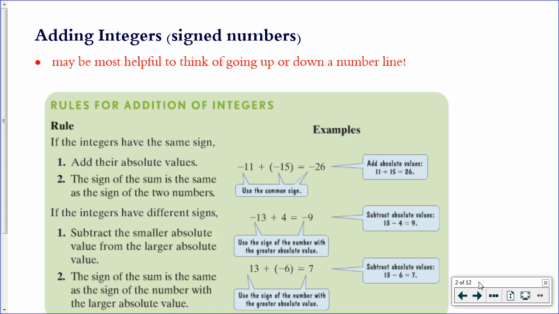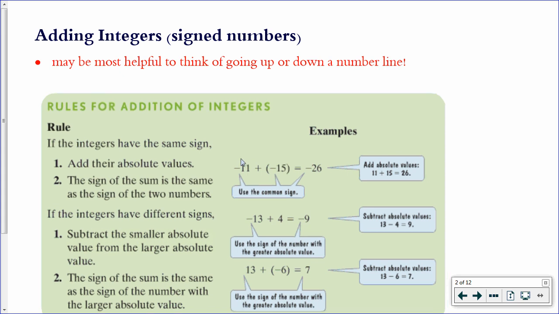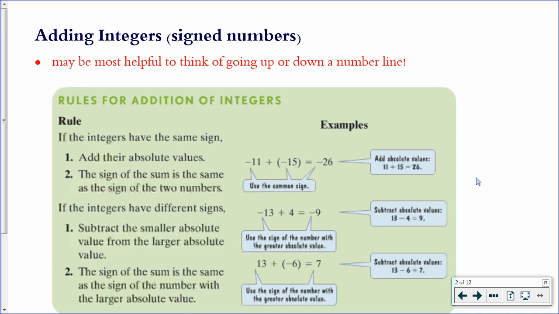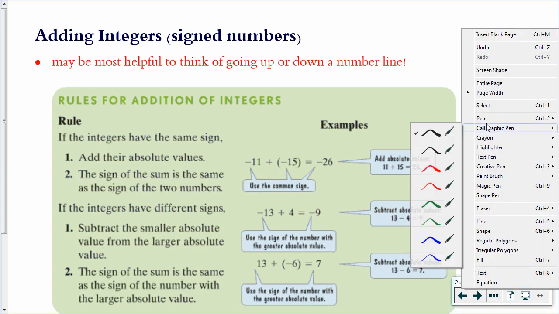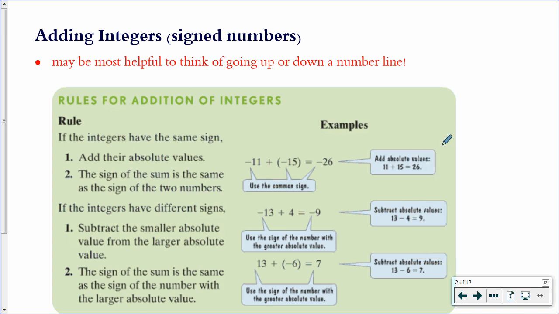So if you have negative 11 plus negative 15, imagine that you're starting at negative 11, and then you'll be going negative 15, so down 15 units on the number line. So if you're starting at negative 11 going down 15 more units, of course you end at negative 26. There is no hard and fast rule that adding and subtracting with integers will give you always a positive or always a negative. It just depends on the sizes of the numbers.